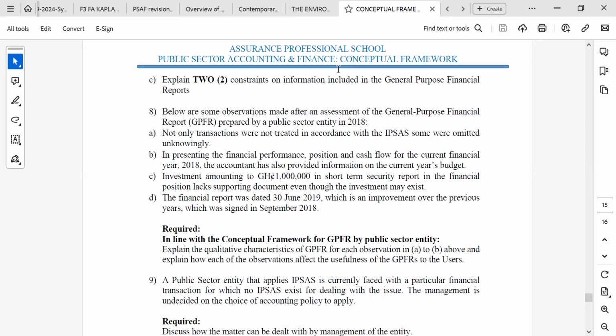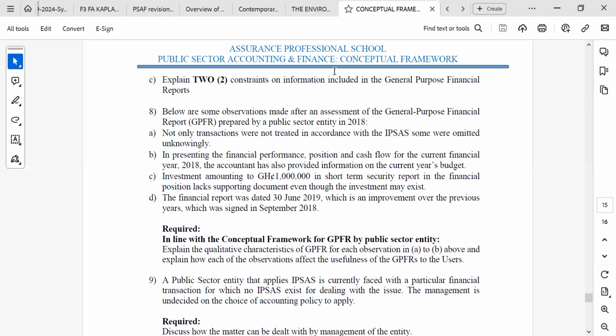All right, so now let's go to the C. Investment amounting to 1 million in short-term security reported in the financial statement lacks supporting document, even though the investment may exist. Which characteristic is this one? Okay, that will be verifiability. Why are we saying that is verifiability? You can't just mention verifiability and move on. You first have to explain what verifiability is and why it is verifiability, because we have to confirm whether the investment was actually purchased. How do we verify it? We have to look at the receipt or any relevant document relating to that particular investment.